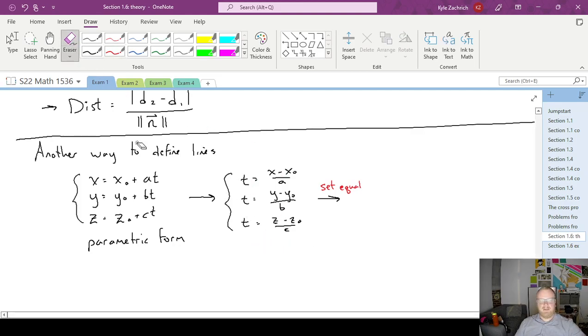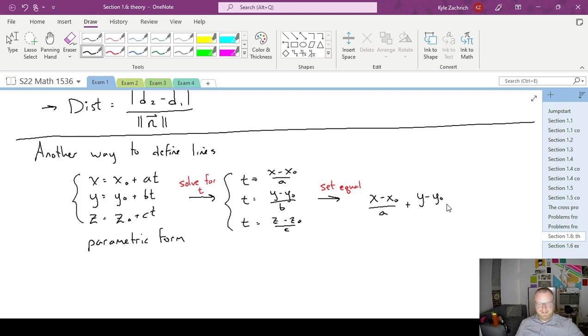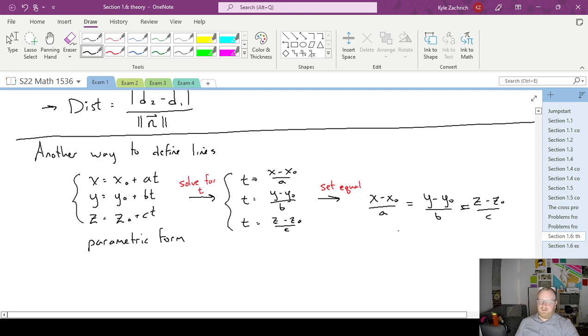Maybe I'll say solve for t up here. So if you set all these equal to each other, since they're all equal to t, you should end up with x minus x naught over a, or sorry, these are all equal to each other. Y minus y naught over b is equal to z minus z naught over c. So this is what we call symmetric form.